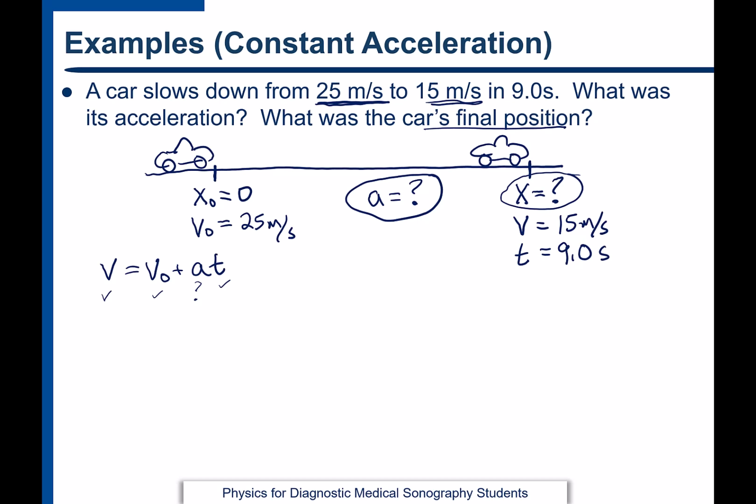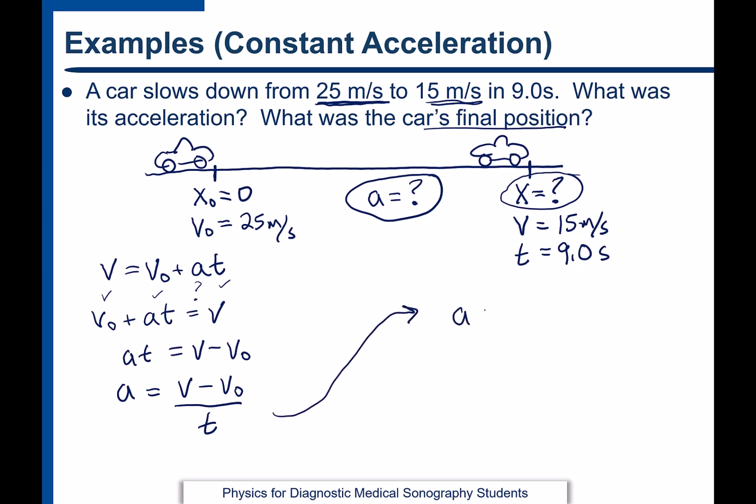The first thing I'm going to do is swap the sides of the equation. So v naught plus at is equal to v. And now I'm going to subtract v naught from both sides. So I get at is equal to v minus v naught. And now finally, I'm going to divide both sides by t. So a is equal to v minus v naught, divided by t. And you'll notice we're now ready to plug in our values.